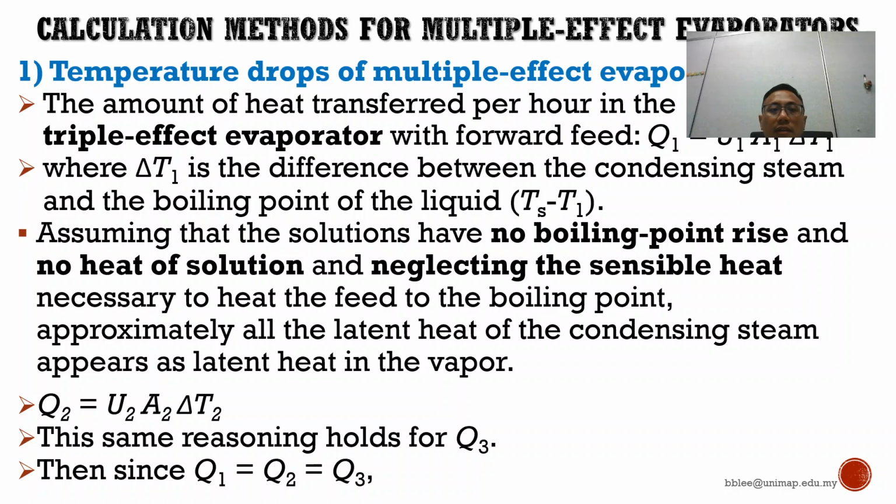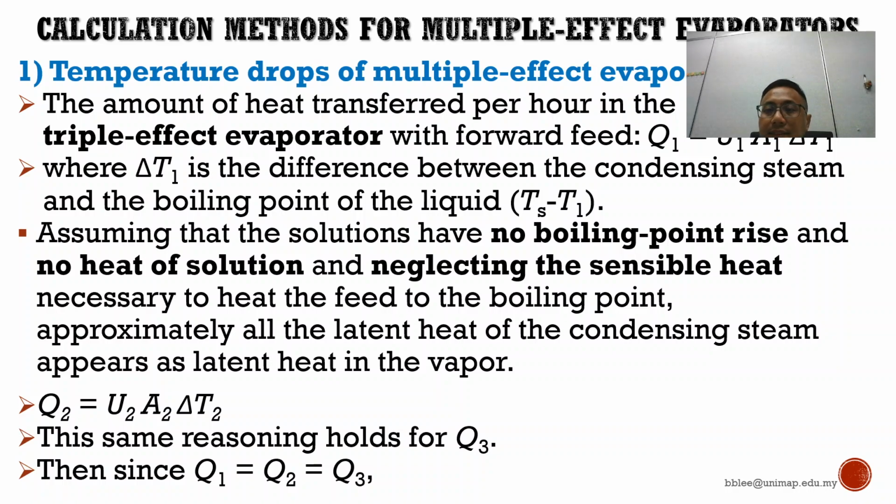Delta T1 will be the difference between the condensing steam and the boiling point of the liquid. Our T1, we always pick the boiling point of the liquid as our datum temperature. Assuming that the solution has no boiling point rise, remember if we have a very dilute solution without the presence of other solute, normally the boiling point is the same as water. There will be no boiling point rise and no heat of solution or dissolution.